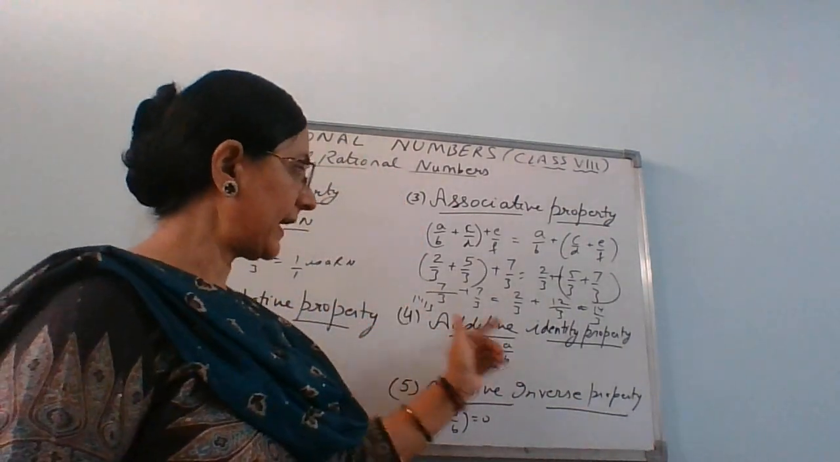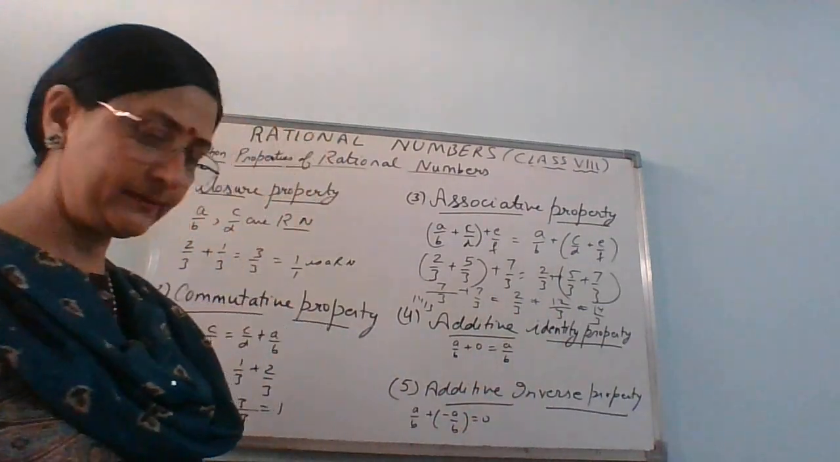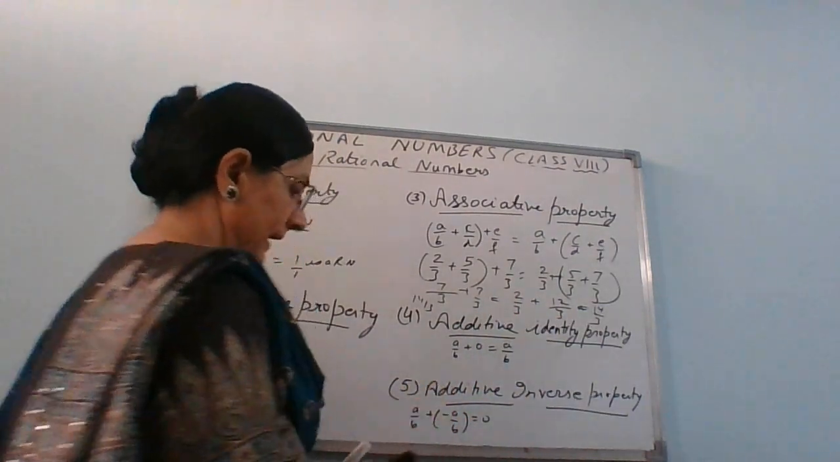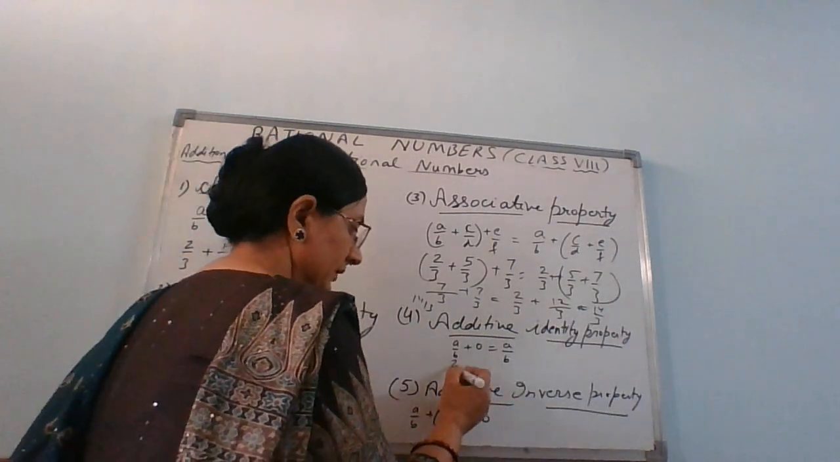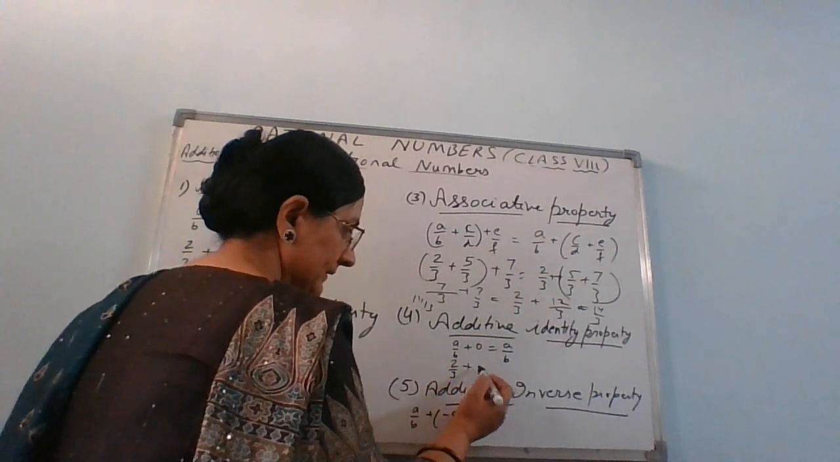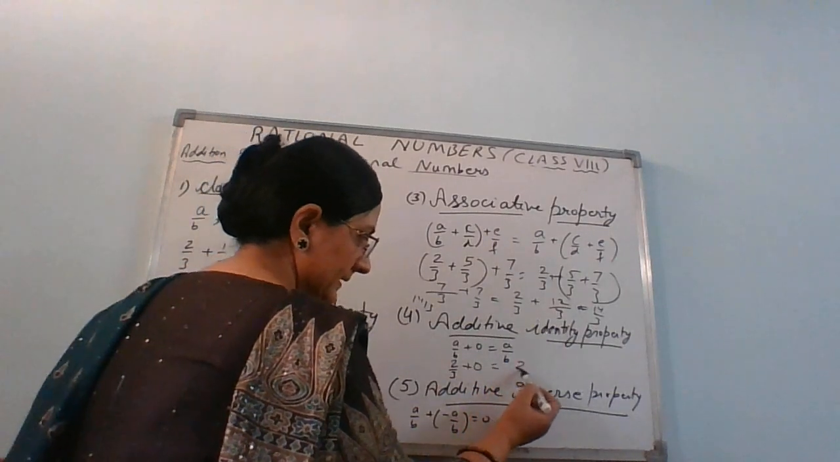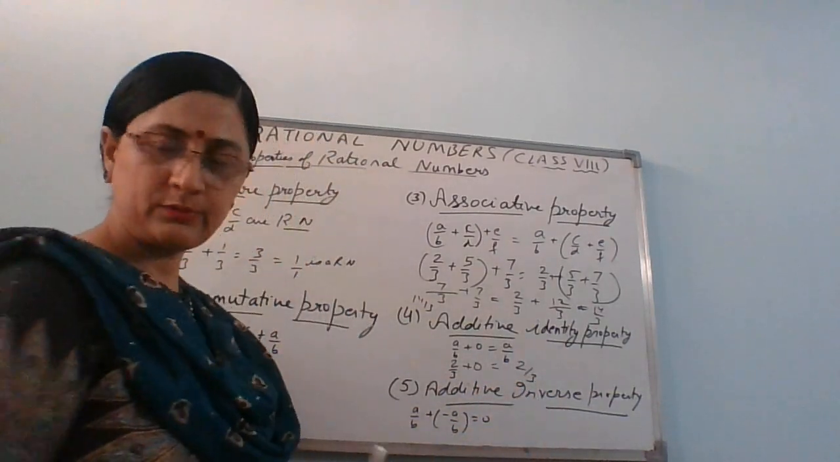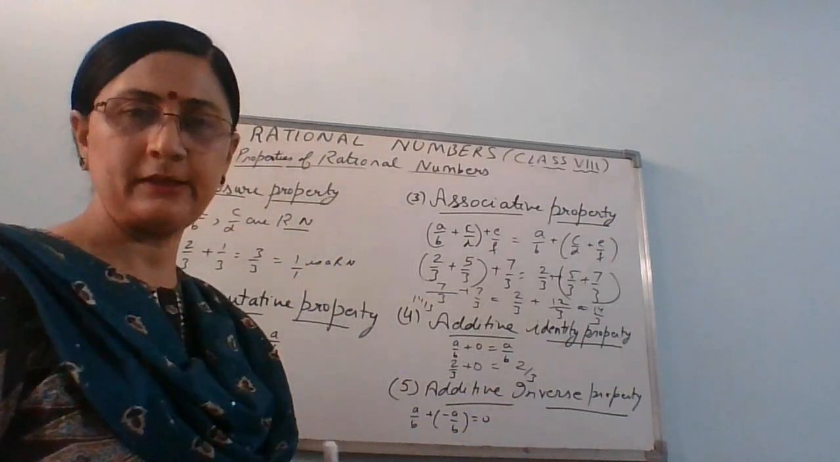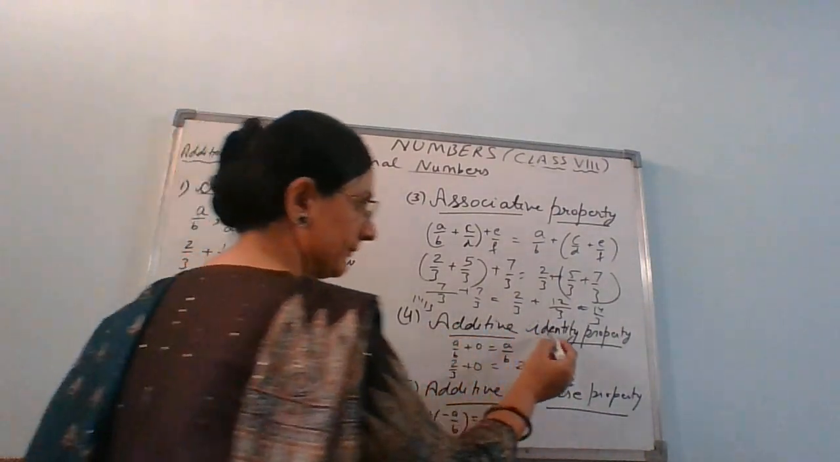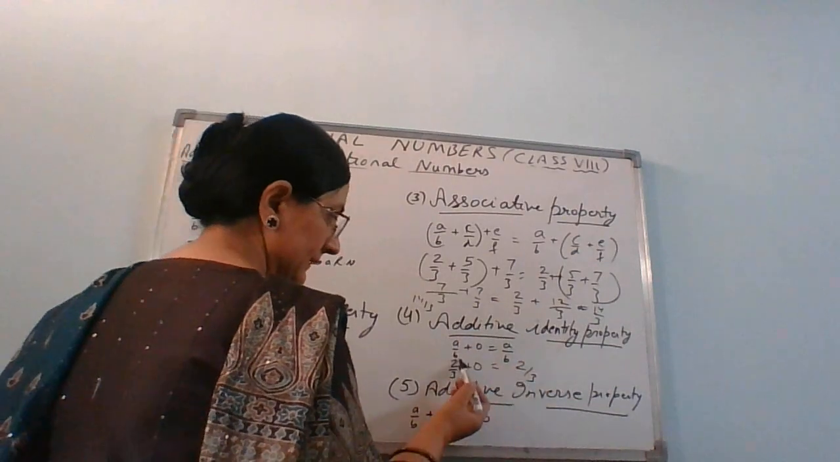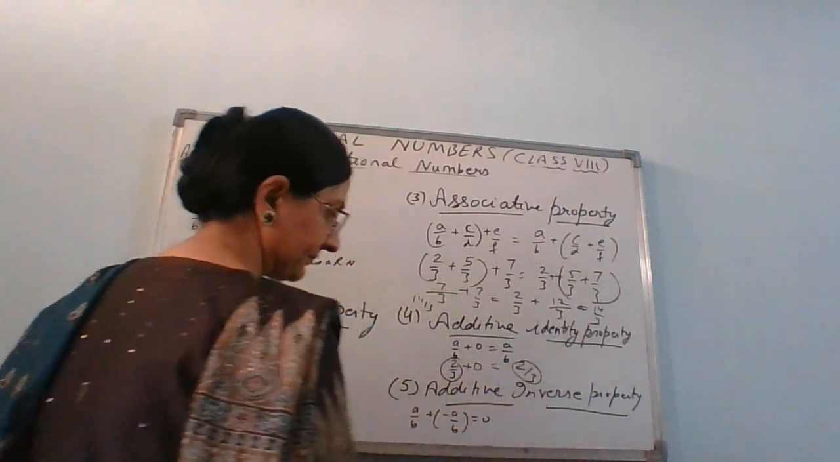Then comes the additive identity property. Additive identity means when you add 0 to the fraction, the answer becomes the same, right? It means if it is 2 by 3 and you are adding 0 to it, it becomes the same. Adding 0 makes no difference, right? It hardly makes any difference when you add 0 to a fraction or rational number. So this is called additive identity. Identity means its identity remains the same.